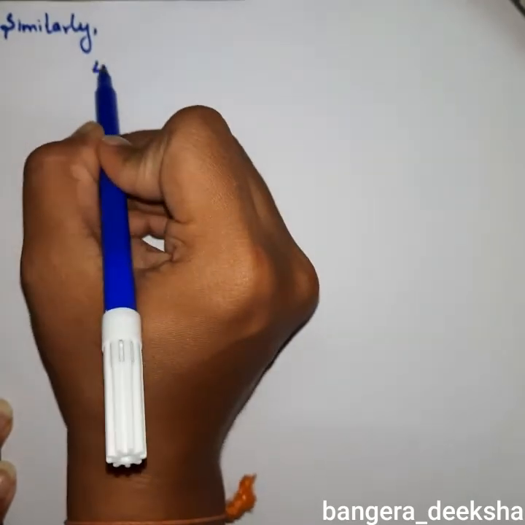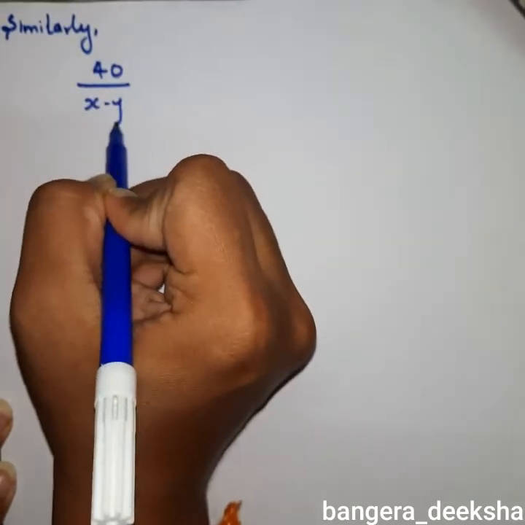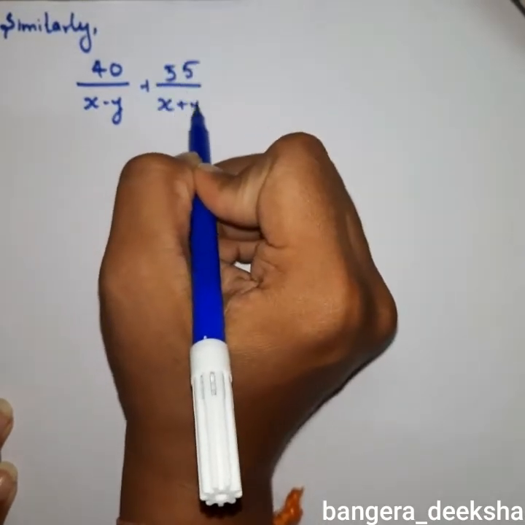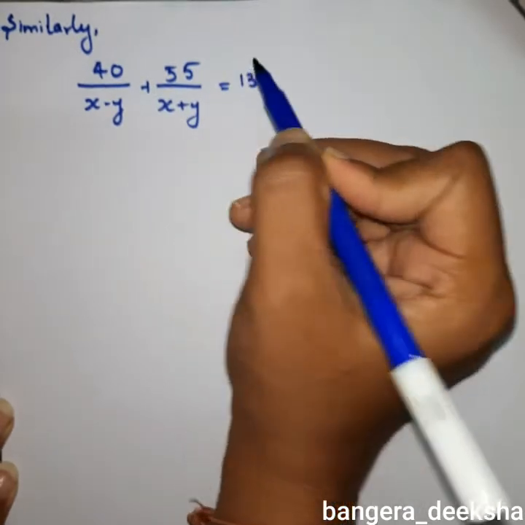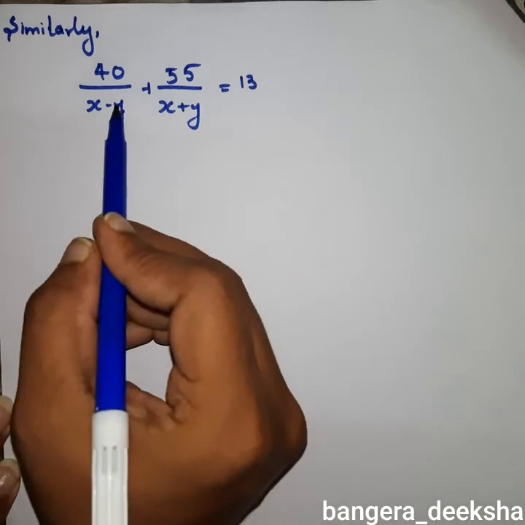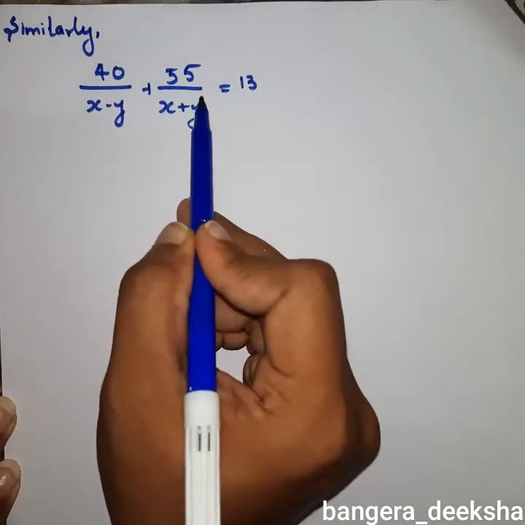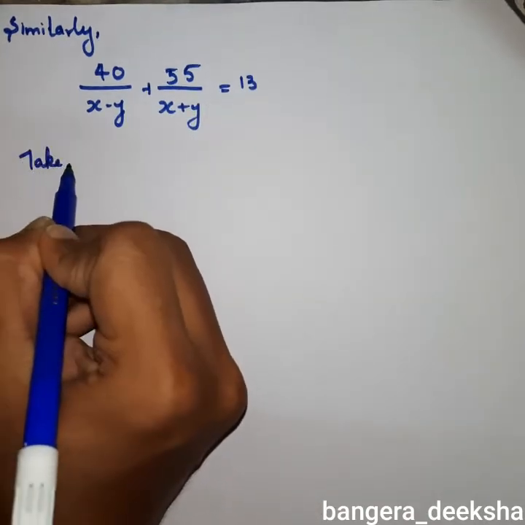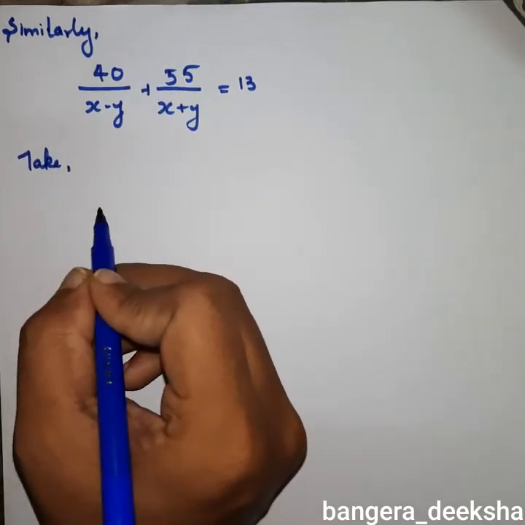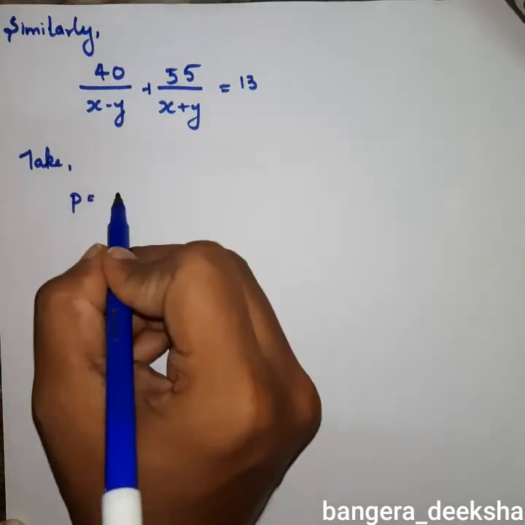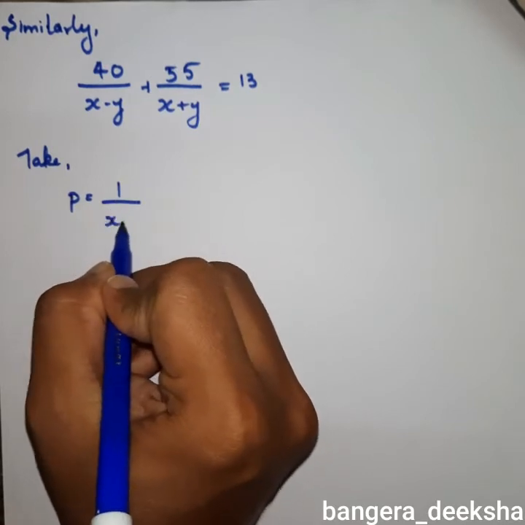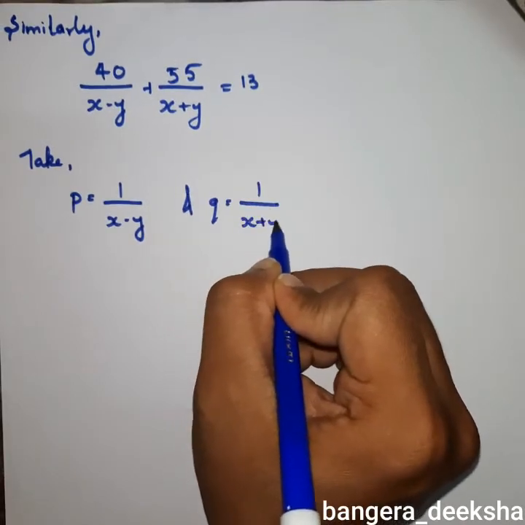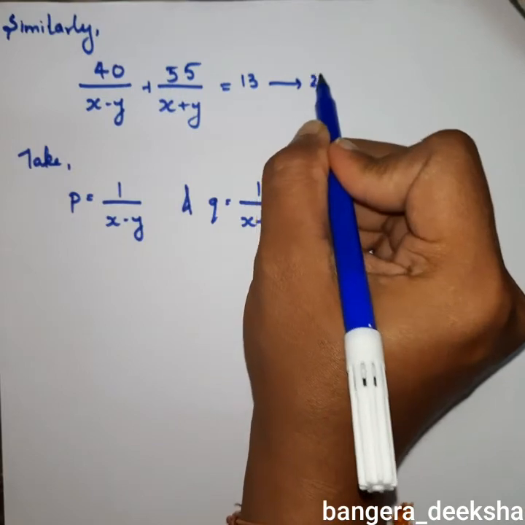Similarly, 40 divided by x minus y plus 55 divided by x plus y is equal to 13. So now if you see, in both the equations you have x minus y and x plus y in the denominator. So we can take P is equal to 1 divided by x minus y and Q is equal to 1 divided by x plus y. So this is your equation 2.